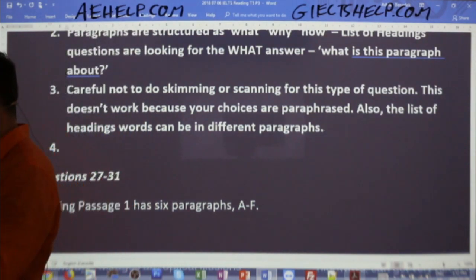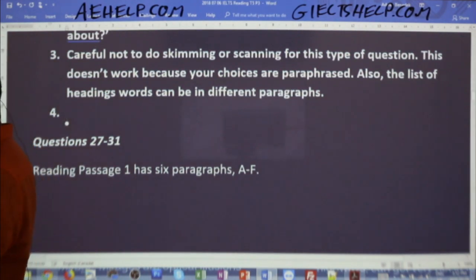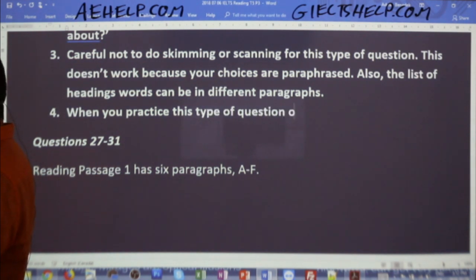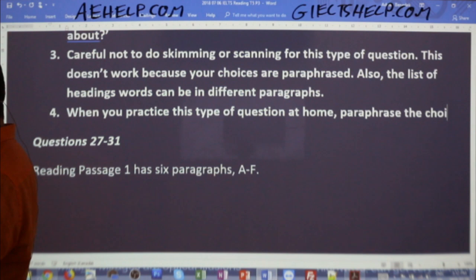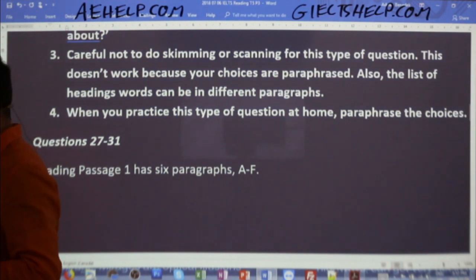Okay, and then the next strategy that you want to do as you're practicing this at home, so when you practice this type of question at home, then paraphrase the choices. Okay, so let's do that now.